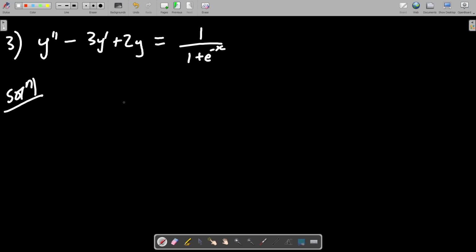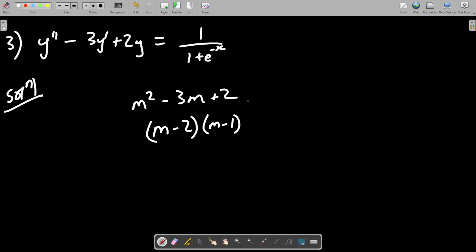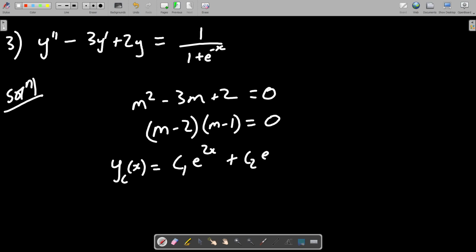Okay, so here we are. The auxiliary equation for this one will become m square minus 3m plus 2. Clearly you can see that this is m minus 2 into m minus 1 is equal to 0. So what will be our complementary function here? It will become c1 e raised to 2x plus c2 e raised to x.